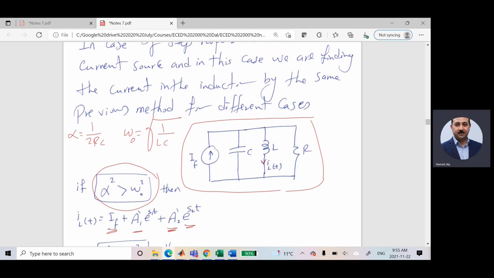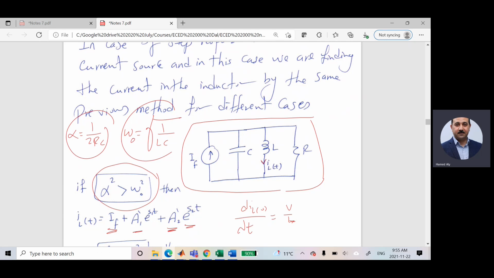From where I can find dIL(0)/dt, it is equal to V over L. What about IL(0)? Actually, IL(0) could be found from the data given in the problem, or it could be given, or I have to calculate it. So the first step for solving such a problem is to calculate alpha and omega, and then compare between them.